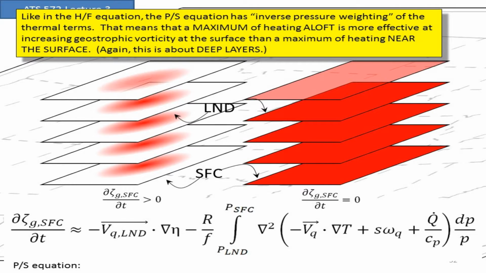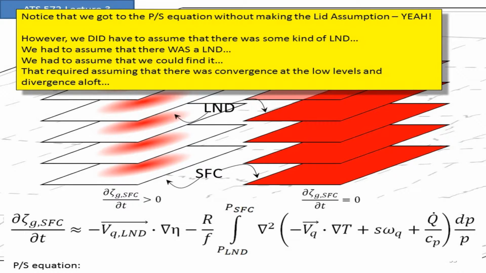So if we had some latent heat release or absorption of radiation or a big thick layer of temperature advection, the thicker and the bigger and the higher up in the atmosphere we can get that to happen, the more effective it is at affecting cyclogenesis. Now, the good news about Pedersen-Sutcliffe is we didn't have to make that stupid lid assumption. And the lid assumption's a hard pill to swallow, so we don't want to make that assumption if we don't have to. On the other hand, we did have to make some assumptions about the fact that we had some kind of level of non-divergence.